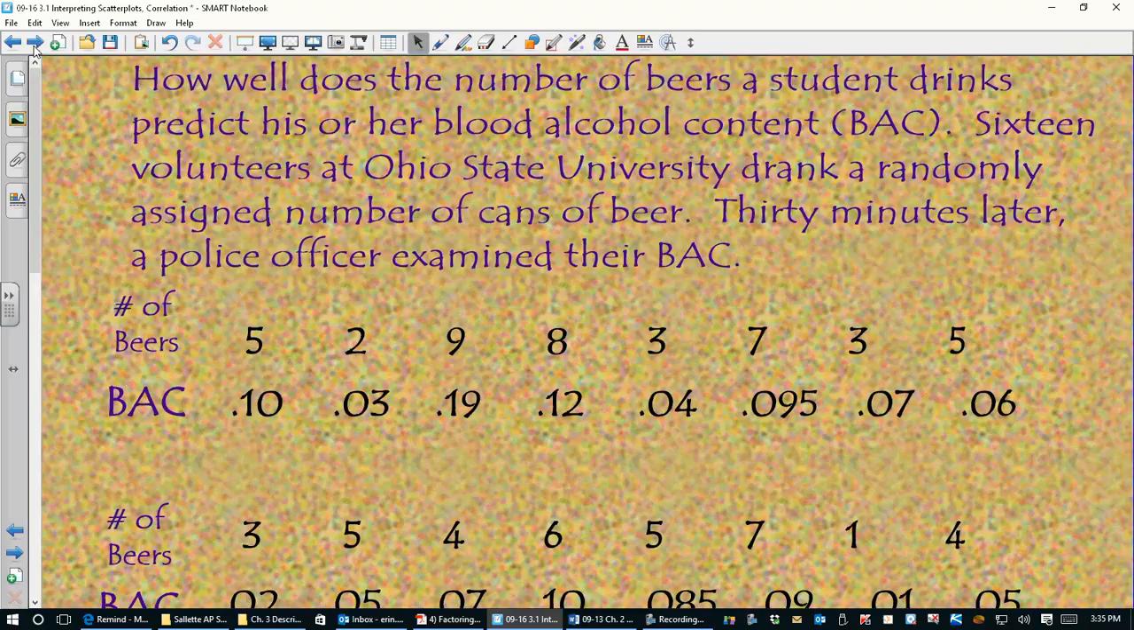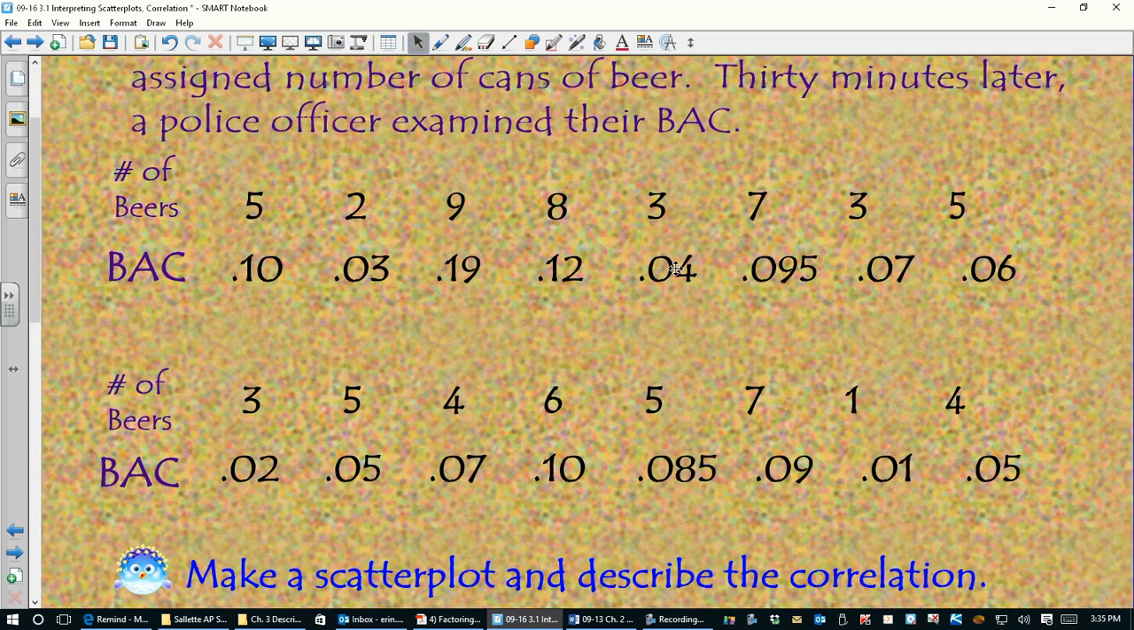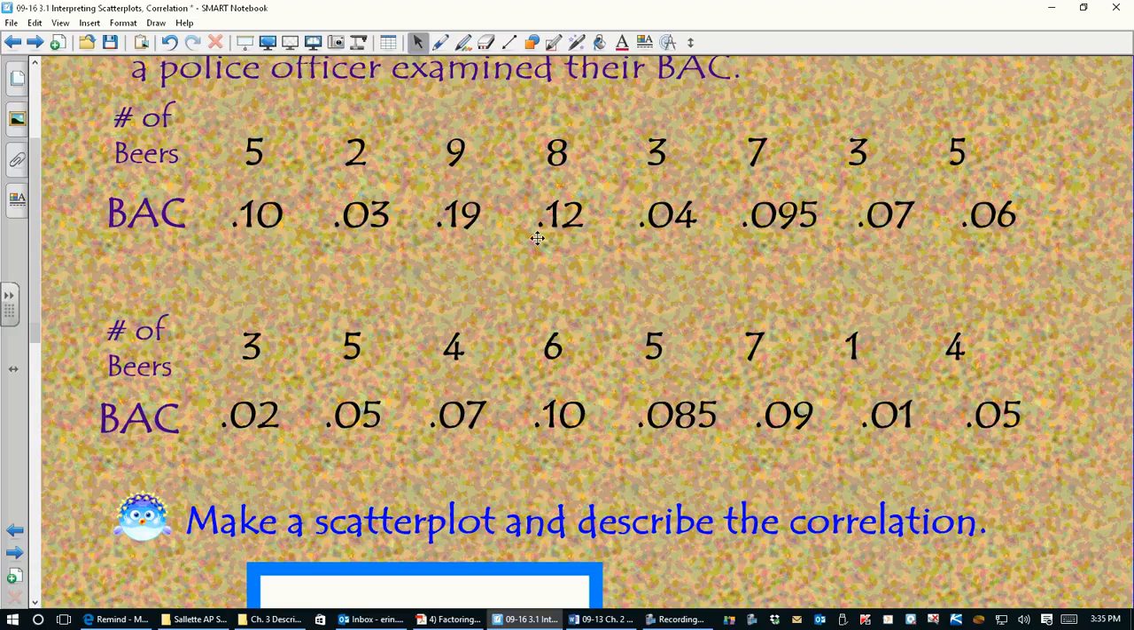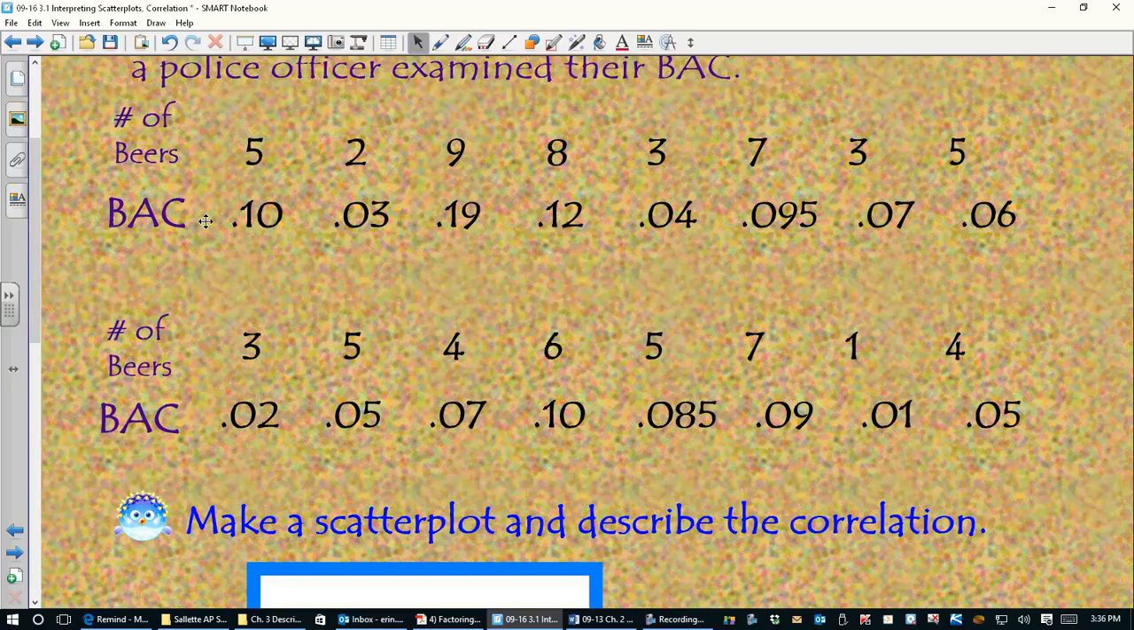So here's the example that you have to work with. How well does the number of beers a student drinks predict his or her blood alcohol content? Well, 16 volunteers at Ohio State University drank a randomly assigned number of cans of beer. 30 minutes later, a police officer examined their blood alcohol content. Lovely example. So what we're seeing is the number of beers, how it explains blood alcohol content. So our number of beers is our explanatory variable, or our X's, and our blood alcohol content numbers, those are our response variables.